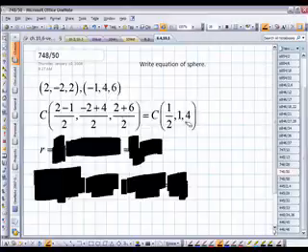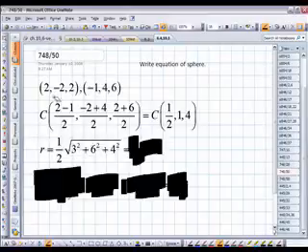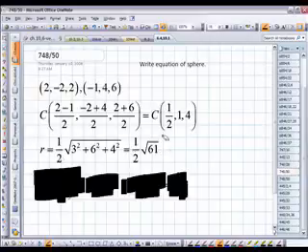Now if we want to get the radius, there are a couple different ways to do it. The way I do it here is I say the radius is 1/2 of the diameter, and the diameter is the distance between these 2 points. So square root of 2 minus negative 1 squared plus 4 minus negative 2 squared plus 6 minus 2 squared. This is my distance formula between these 2 diameter endpoints, and the radius is half of that. So the radius is going to be half of rad 61.